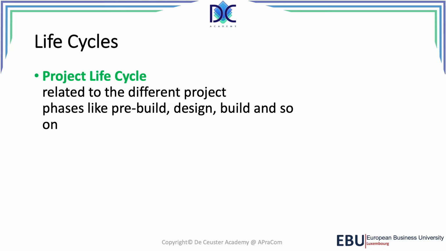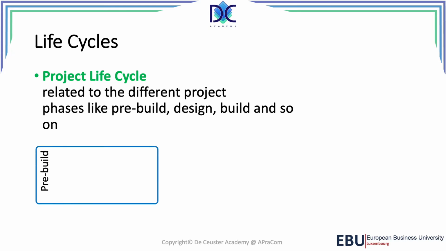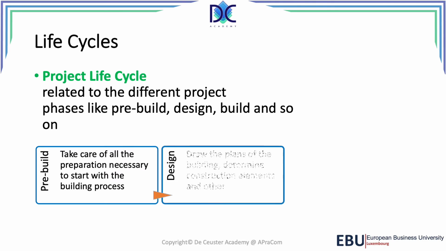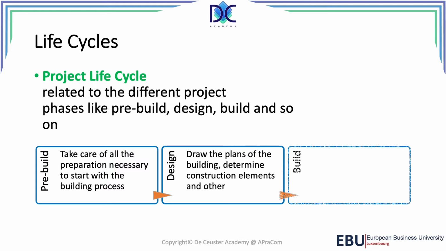We also have another life cycle, which is the project life cycle. This is related to the different project phases, like the pre-build, what we have here. Here we take care of all the preparations necessary to start with the building process. We have the design process. Here we have the plans that we draw. We determine the construction elements and other elements that we have here. And finally, we have the build, where we actually build the infrastructure. So basically, these are the three phases of the project life cycle.